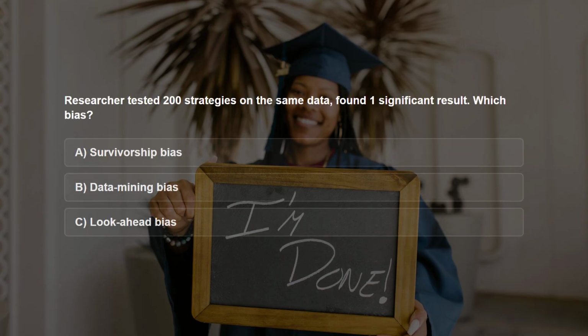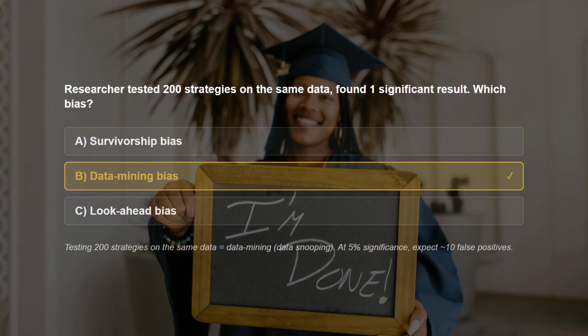Question 3. A researcher finds that a particular trading strategy produces significant positive returns when backtested on 15 years of data. However, the researcher tested 200 different strategies on the same dataset before finding this one. Which bias most likely threatens the validity of this result? Think about this carefully.